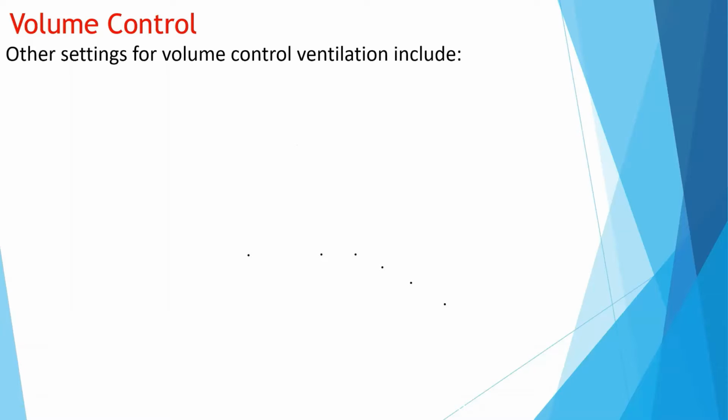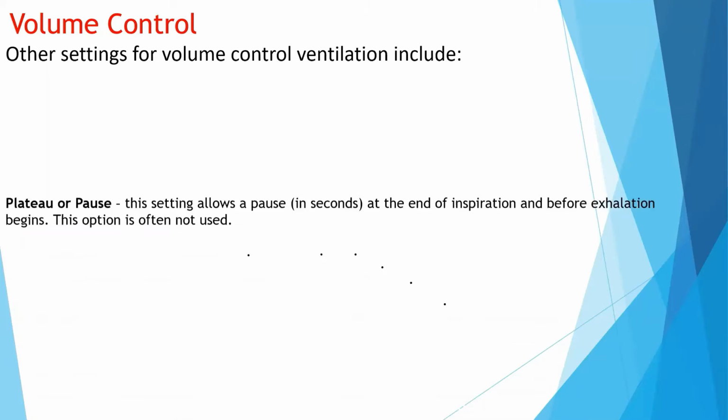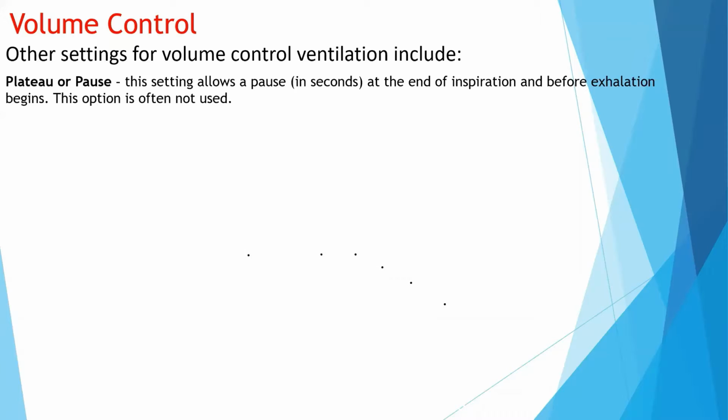Other settings for volume control ventilation include plateau or pause. This setting allows a pause in seconds at the end of inspiration and before exhalation begins. This option is not often used.